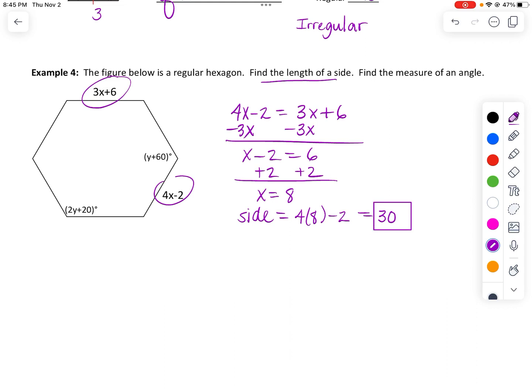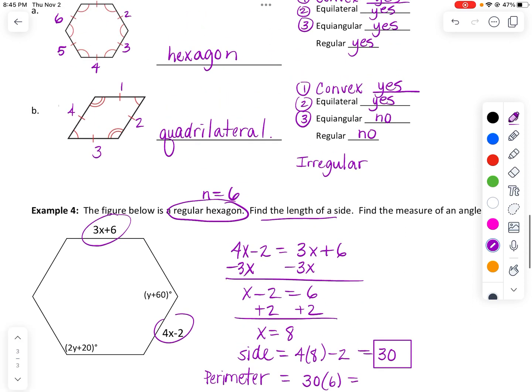And I know I didn't ask you to do this, but we know the idea of perimeter now. We learned it when we were doing mid-segments in Chapter 4. So if I had asked you for the perimeter, you would be able to take that 30 and multiply it times 6, because we have 6 congruent sides. How do we know that? Well, we can count them, but also because in the directions it said you had a regular hexagon. So the number of sides is 6.